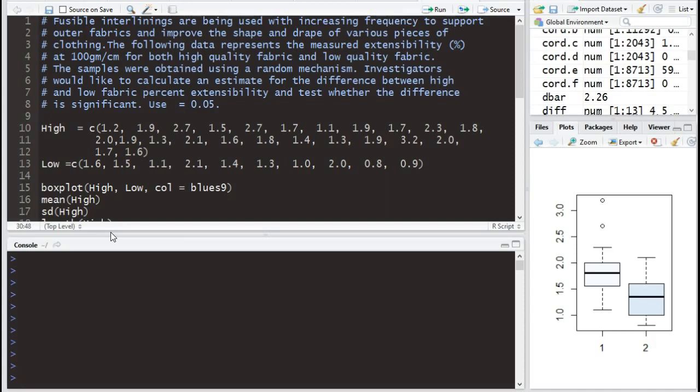Investigators would like to calculate an estimate for the difference between high and low fabric percent extensibility and test whether the difference is significant. We're going to use a significance level of 0.05.